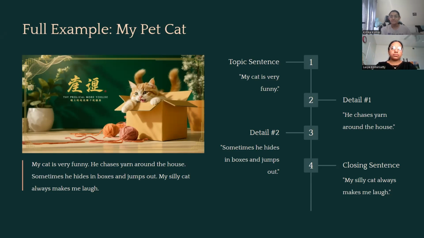And it all goes back to the topic sentence, because the topic sentence was my cat is very funny. And the closing sentence is my silly cat always makes me laugh. So you can see how it connects, because my cat is very funny and then always makes me laugh. It's technically the same thing, but paraphrased. So let's read out this entire example. My cat is very funny. He chases yarn around the house. Sometimes he hides in boxes and jumps out. My silly cat always makes me laugh. So notice how everything connects.